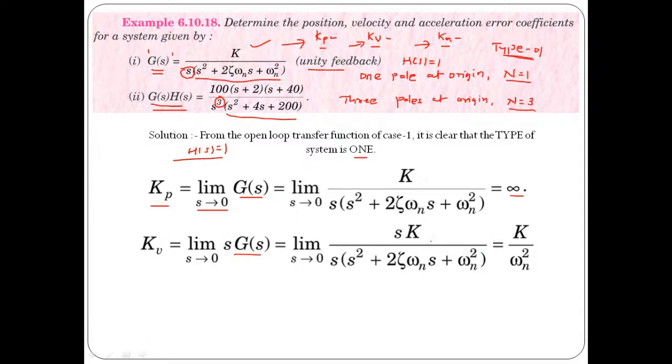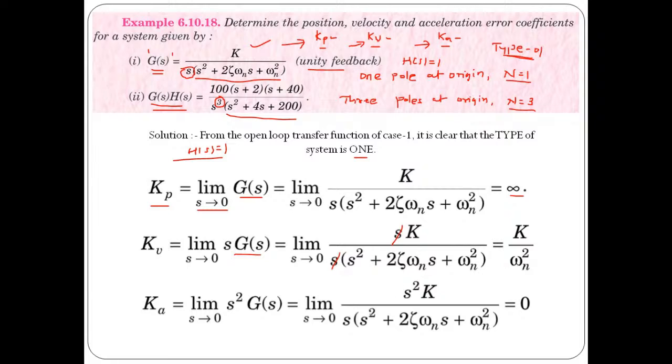And here in this case, this s and s will get cancelled and you will get the value of Kv as K upon omega n square. In the same way, if you try to calculate the value of Ka, that is nothing but the acceleration error coefficient, so it is going to be limit s tends to 0 s square G(s) H(s), and here this s square and this one s can be cancelled, so here we have only s in the numerator, and if you solve this expression when s tends to 0, you will get the value of Ka as 0.